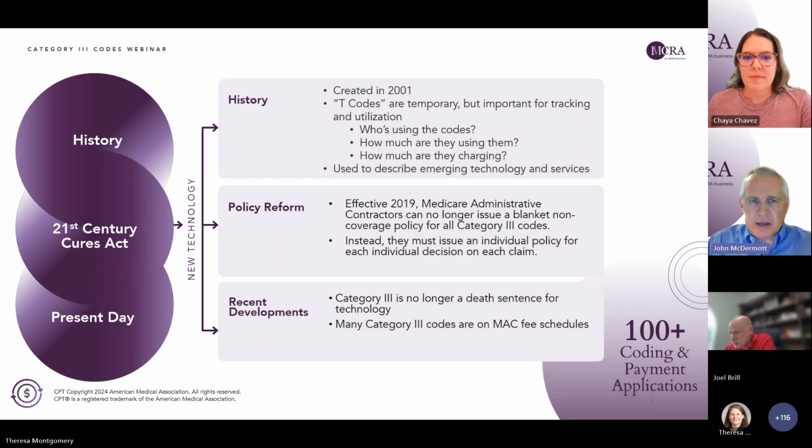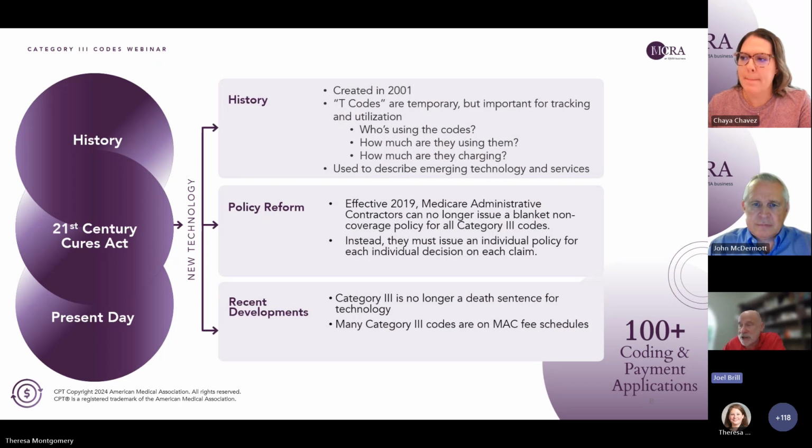Yep. Thank you, Chaya. And Joel, I know you were involved when Category 3 came online. Was that a difficult process to get this new class of codes established? So, like anything, change happens slowly. This was clearly a well-researched and well-thought-out process by the AMA before they elected to create Category 3 codes.